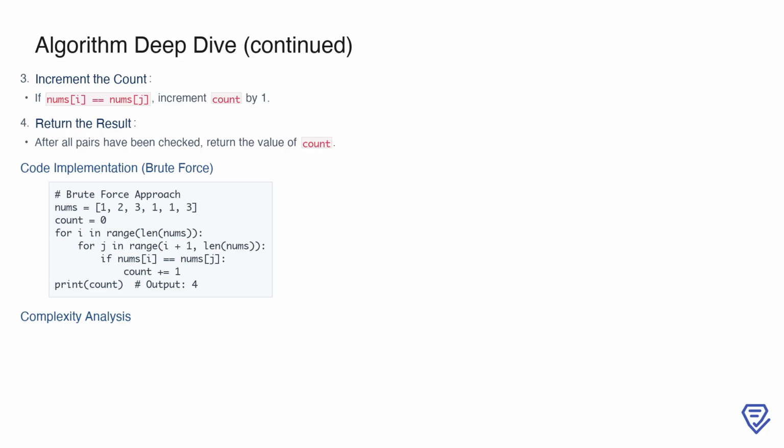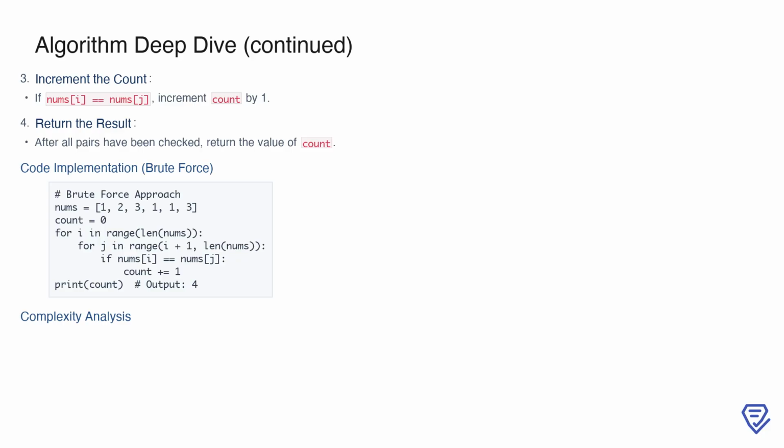This brute force approach can be implemented in Python using 2 nested for loops. As shown in the code snippet, we initialize count to 0 and iterate over all pairs using indices i and j. For each pair, if nums[i] equals nums[j], we increment count. Finally, we print the value of count, which in this example yields an output of 4, meaning there are 4 good pairs in the array.